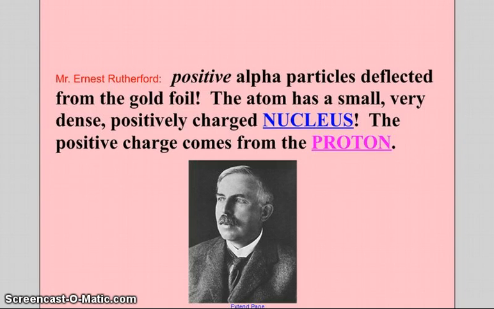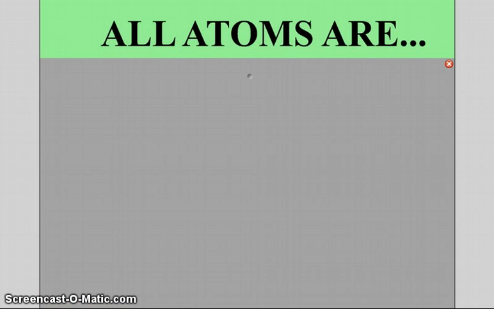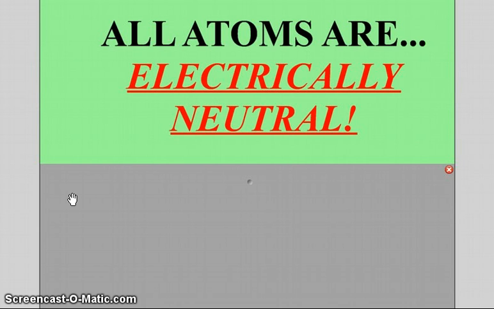But for right now, Thomson discovered some negative stuff. Rutherford discovered some positive stuff. But together, we still know that all atoms are electrically neutral. However much positive stuff is in the atom, there has to be the same amount of negative. Yes, there's ions and things with charges that we'll talk about later, but all atoms are electrically neutral.